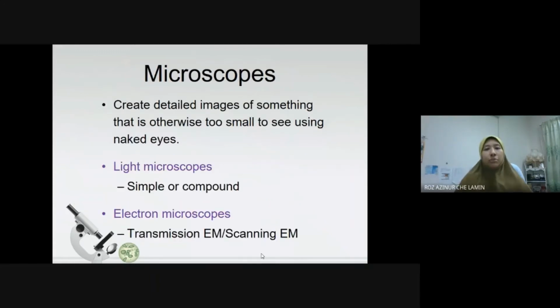Okay, next we move to the microscope. A microscope can create a detailed image of something that is otherwise too small to see using the naked eye. Currently we have two types of microscope. First is the light microscope, and also the electron microscope. A light microscope is a simple or compound microscope, and the electron microscope consists of the transmission electron microscope and also the scanning electron microscope.